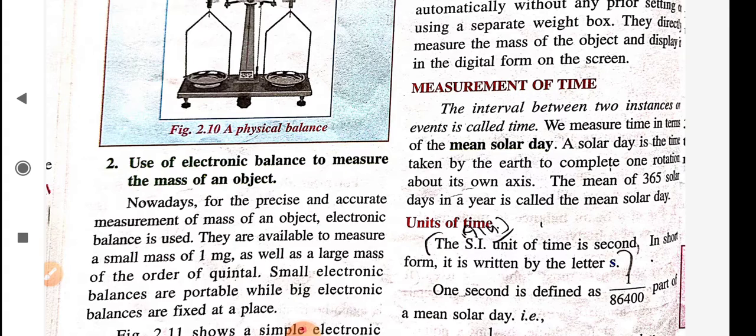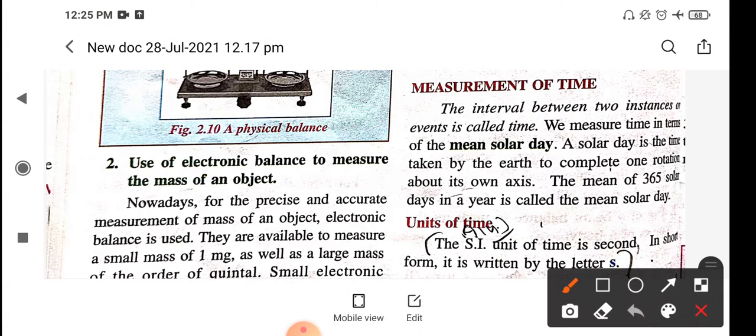clock. Okay. Now in MKS, foot-pound system and CGS system also, the unit of time is always second. Means in all three systems the unit of time is always second, and the smaller unit of time is second, and the bigger unit of time is minute. Okay, and 1 minute equal to 60 seconds.